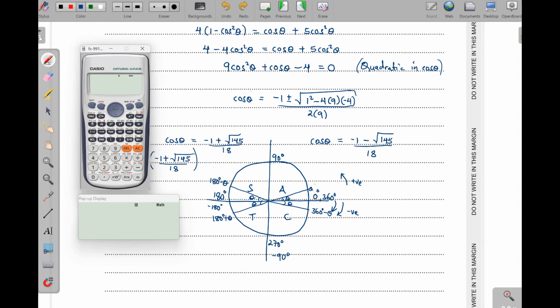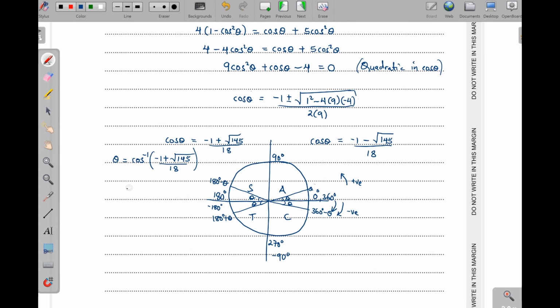The domain was given in degrees, so make sure your calculator is in degrees. Shift, then cosine, we get arc cos, then we have negative 1, then plus root of 145, then out of 18. This one gives us 52.2, that is to 1 decimal place. Here I'll take two answers, the plus and the minus. Okay, I'll put plus or minus. I would have taken 52.2, and then the other one is 360 minus 52.2, because that is where cosine is positive again. But instead of taking this one, I go down like this. Are we there?